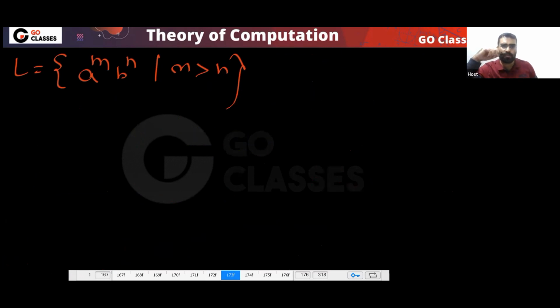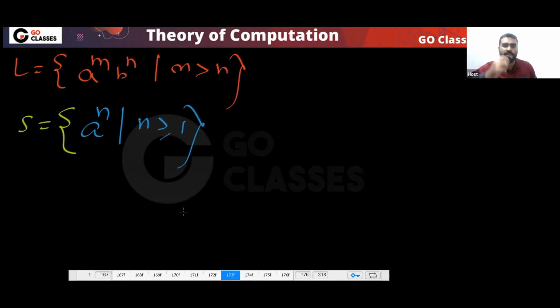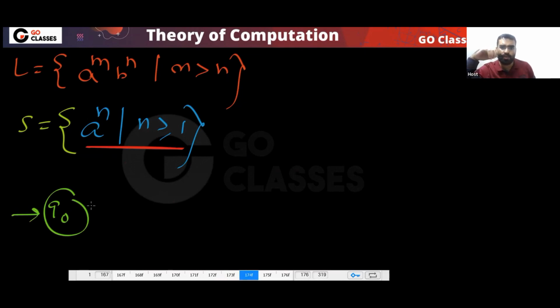Now let's see the formal proof. Give me the set S. Now you are expert. Just give me the set S. Consider this set S, n greater than or equal to 1. Now you tell me, can I say any two of them should go to different states? If they are going to same state, is there any problem?